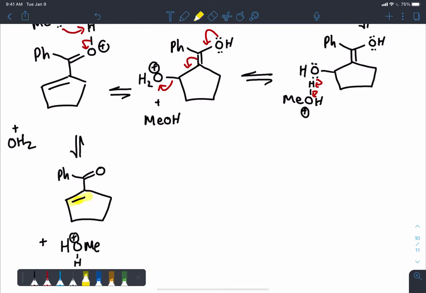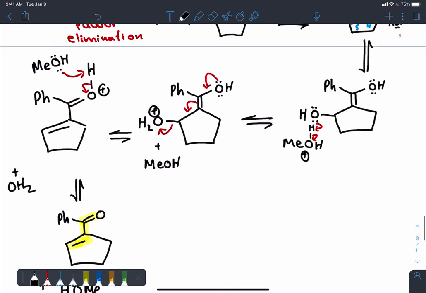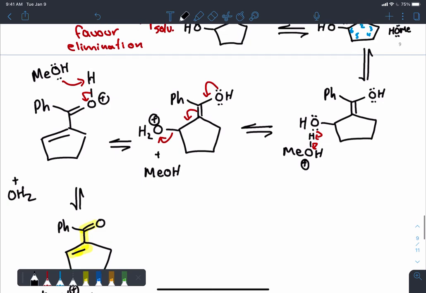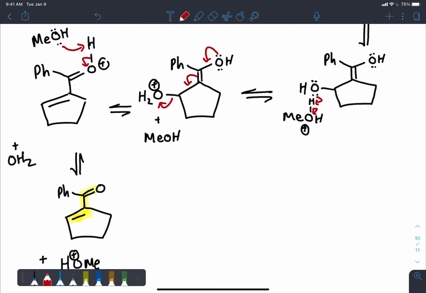So now there's a conjugated system. Quite stable, and so the equilibrium goes toward not only is unidirectional for that carbon-carbon bond forming step, but ultimately goes down towards this very stable product that has a conjugated alkene.